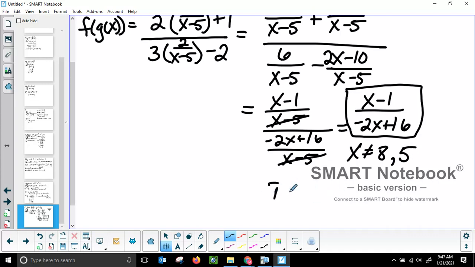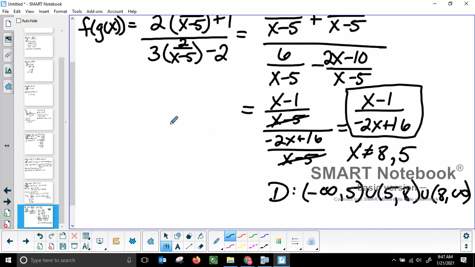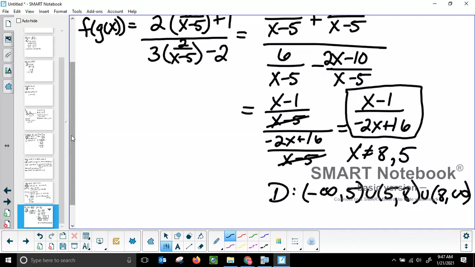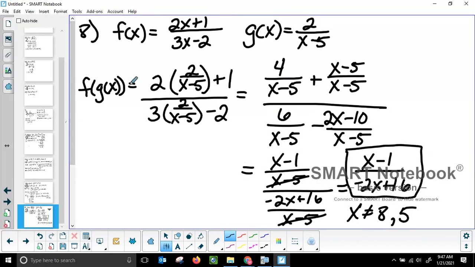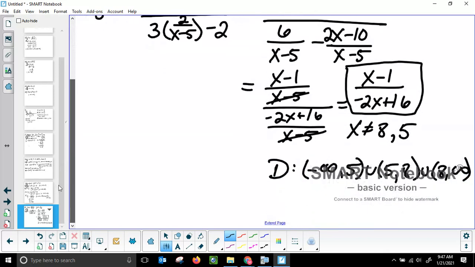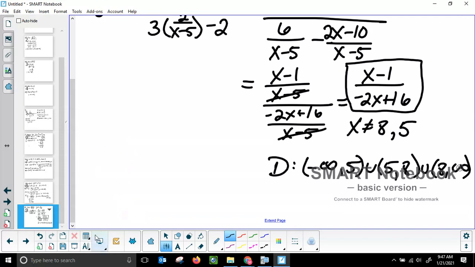So our domain here would actually be negative infinity to 5, union 5 to 8, union 8 to infinity, obviously not including 5 and 8 anyway. All right. So do be careful that you always have to tack in whatever the inside piece is. Okay. All right. So that's f of g of x.